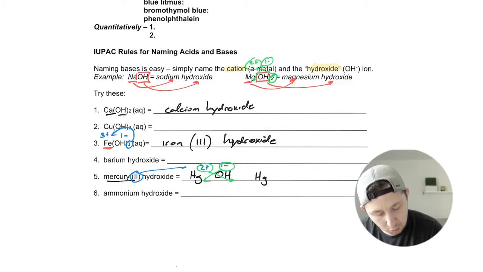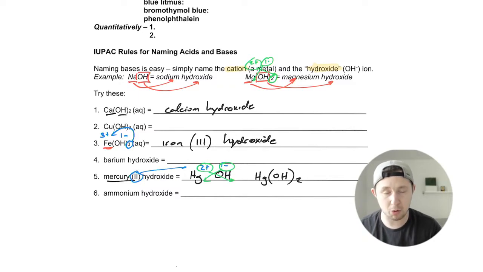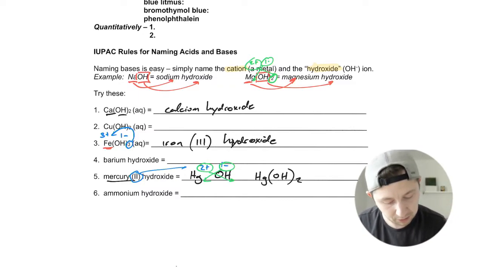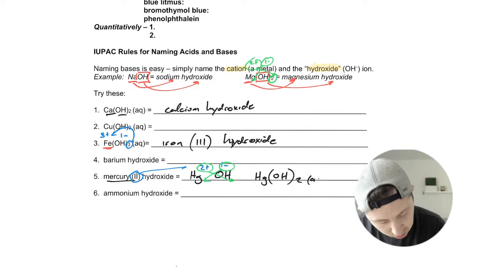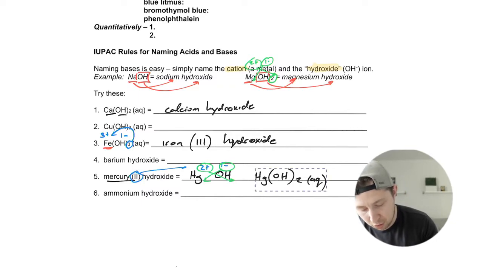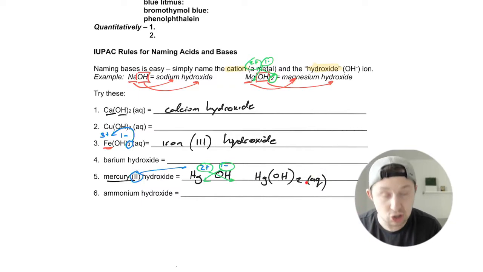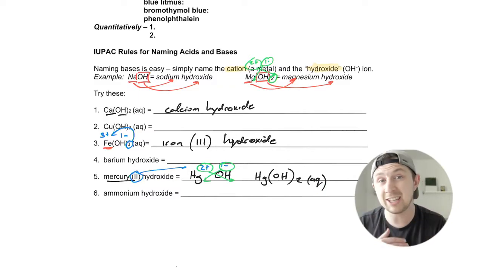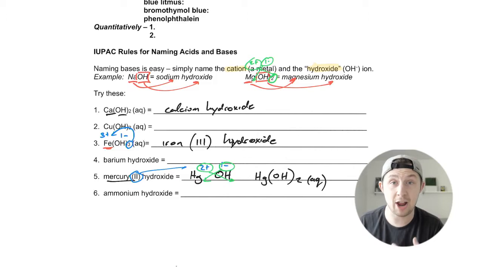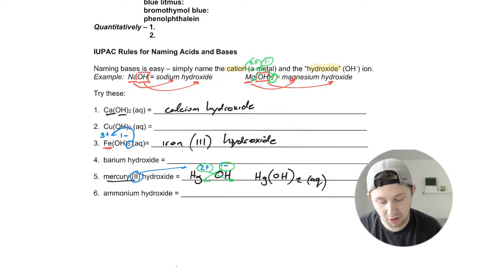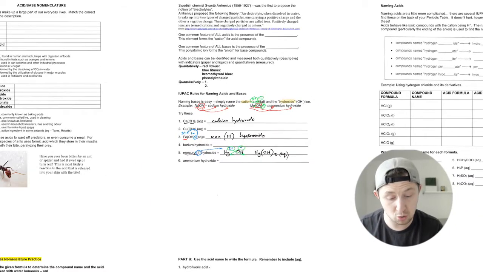So we've got mercury, hydroxide, but because we've got 2 of those hydroxides, we put brackets around and then we put the 2. And so the final thing that we need to do is we need to make sure that we put aqueous there. That aqueous is so important because it's what tells us that this is a base, not just a standard ionic formula, okay? So we've got mercury 2 hydroxide. So that should be enough for you to do bases.